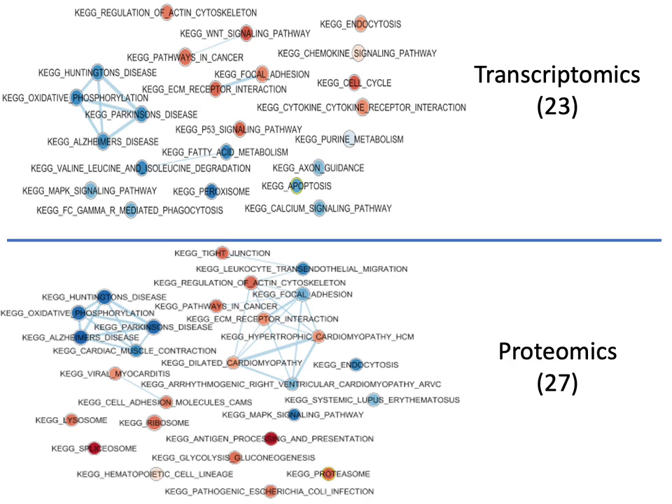Here we show the visualization of the KEGG terms with the Cytoscape tool. On the top, there are 23 nodes that represent enriched KEGG terms available from the transcriptomics data. Meanwhile, on the bottom, there are 27 nodes that represent enriched KEGG terms available from the proteomics data.